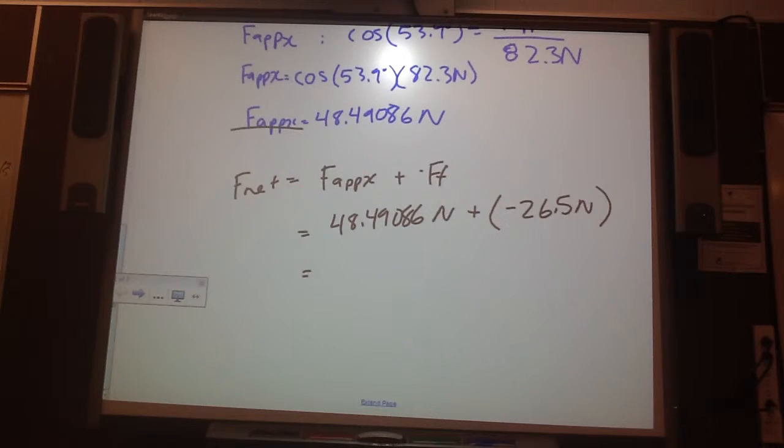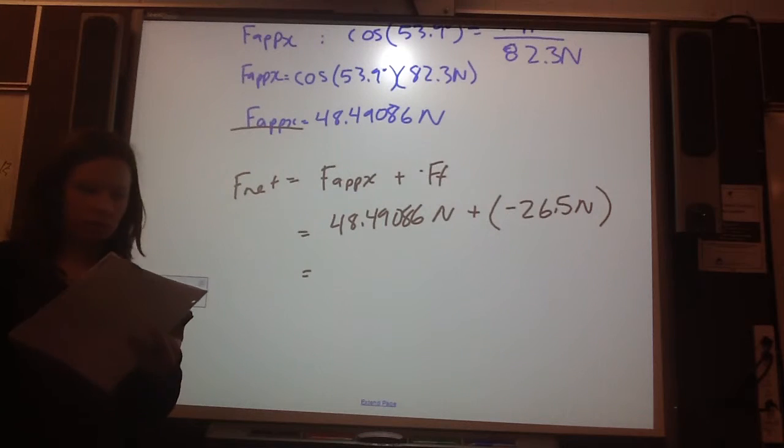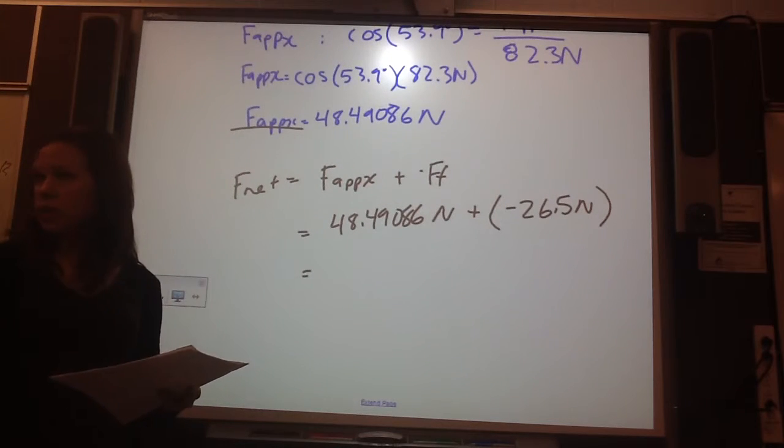Do we not need to know what Fy is? Not for this question, no. Is it because it's not moving? Right, we're assuming that the wagon is just going straight horizontally. So F net is 21.99, etc. Is that what you guys got?